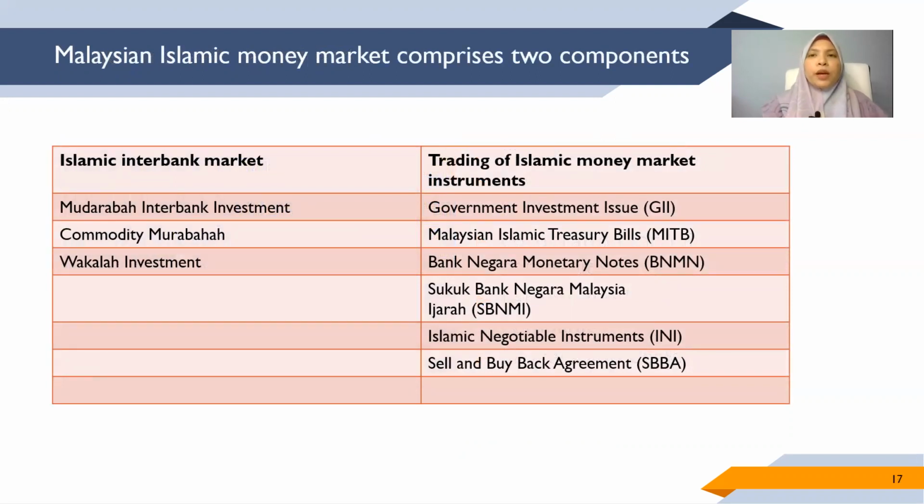The Malaysian Islamic money market comprises two components, where we can divide into the Islamic interbank money market and also trading of Islamic money market instruments. So this is all the instruments that are used in this component. For the Islamic interbank market, we have Mudarabah interbank investment, commodity murabahah, and wakalah investment. For trading in the Islamic money market, we have Government Investment Issue, Malaysia Islamic Treasury Bill, Bank Negara Monetary Note, Sukuk Bank Negara Malaysia Ijarah, Islamic negotiable instrument, and sell and buyback agreement.